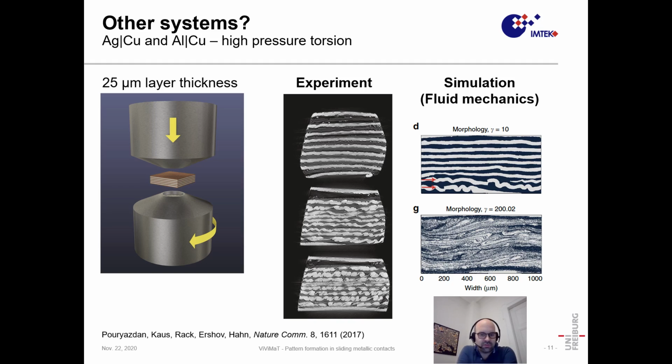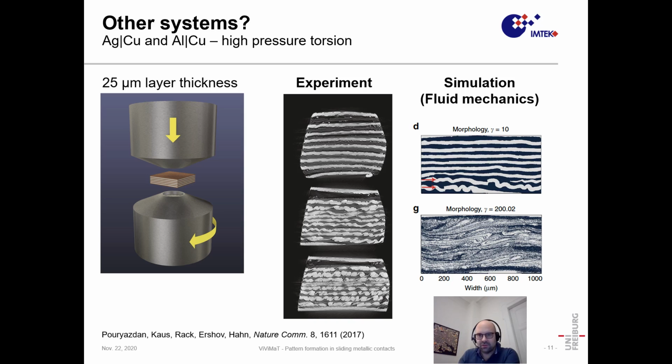There's other experiments that have followed. One example is shown here. This is out of KIT from Horst Hahn's group, where they did a high pressure torsion experiment on, in this case, thick silver copper foils. So these are foils that are stacked on top of each other, and aluminum and copper foils. The thickness is on the order of a couple of 100 microns, so significantly thicker than the 100 nanometers that I've shown you before. And they also see similar patterns developing in these high pressure torsion experiments.